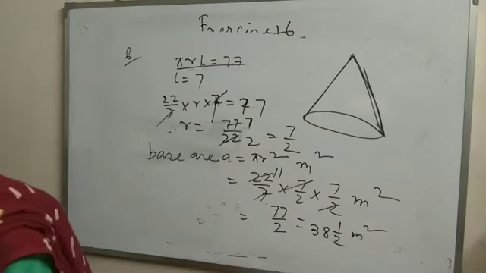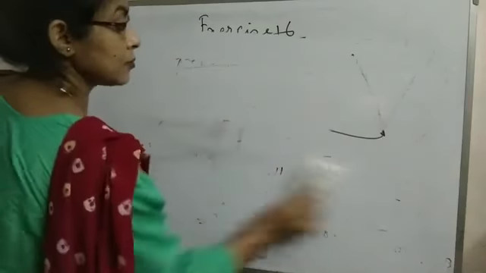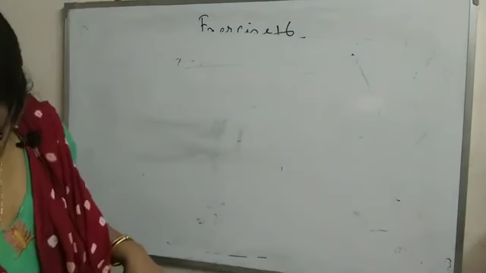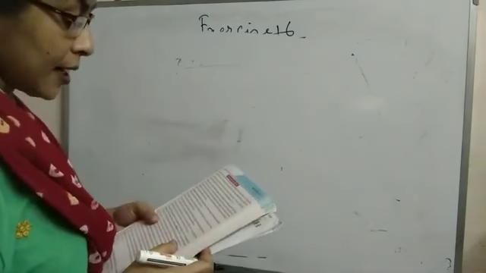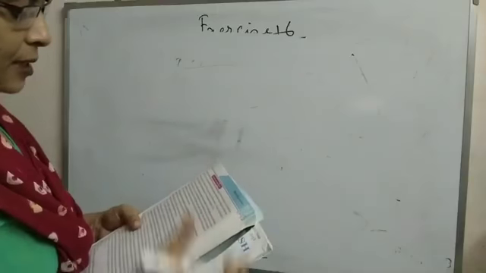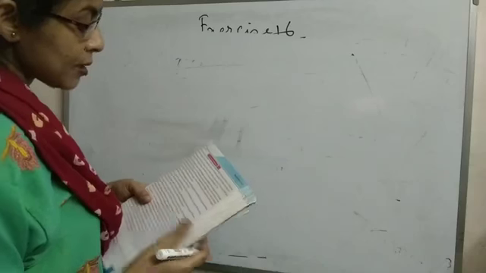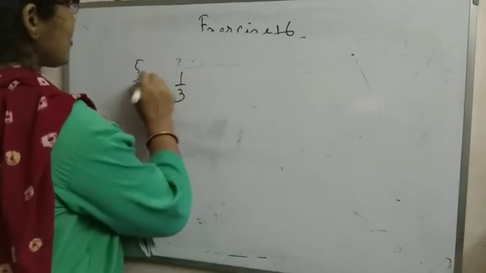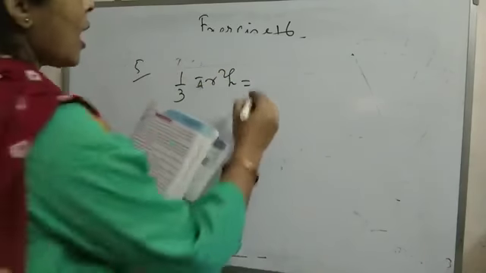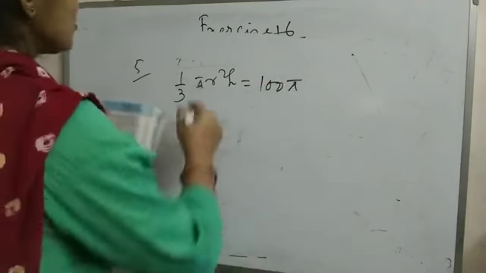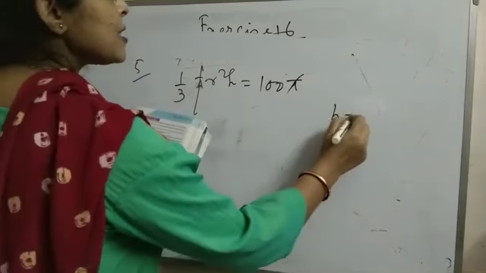And sum number 5 is: if the volume of a right circular cone is 100π centimeter cube and height is 12 centimeter, let us write the slant height of the cone. Here it is given that volume. I know volume equal to 1/3 πr²h. This is equal to 100π centimeter cube. π cancels out. And here h equal to 12.